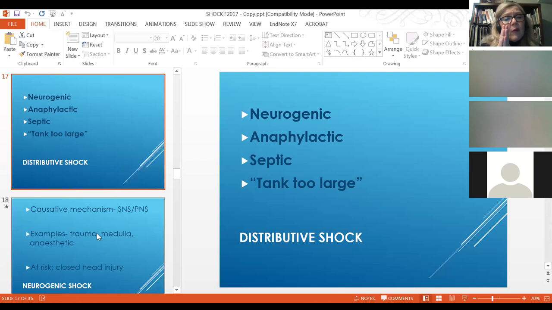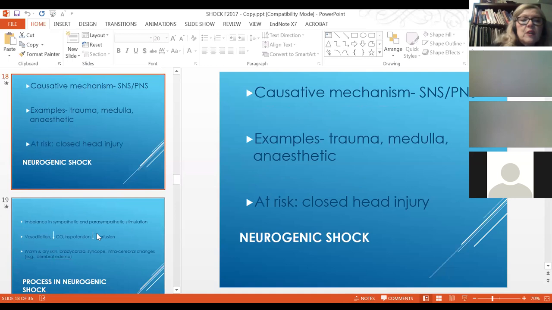However, when you have distributive shock, it's like wearing fishnets. With the fishnets, there's not the same tone, not the same tightness, and everything's leaking out through those diamonds. And so that is how everything is shifting out of the vascular space. The causative mechanism is the imbalance between the sympathetic and the parasympathetic. So you have a decrease in the systemic vascular resistance. There's pooling of fluid in the periphery and also low sympathetic tone.